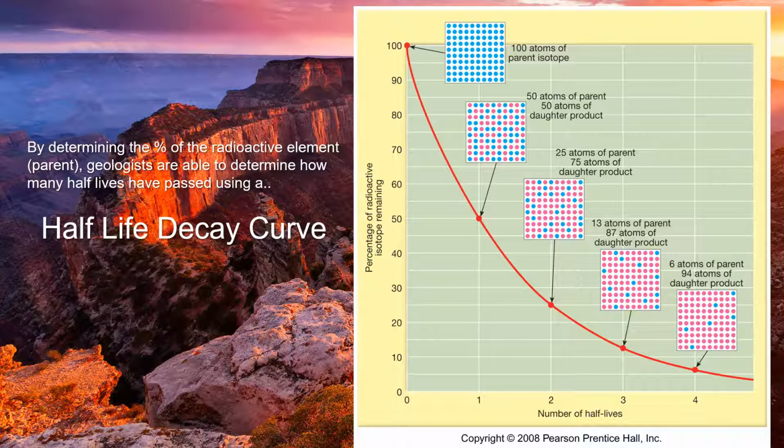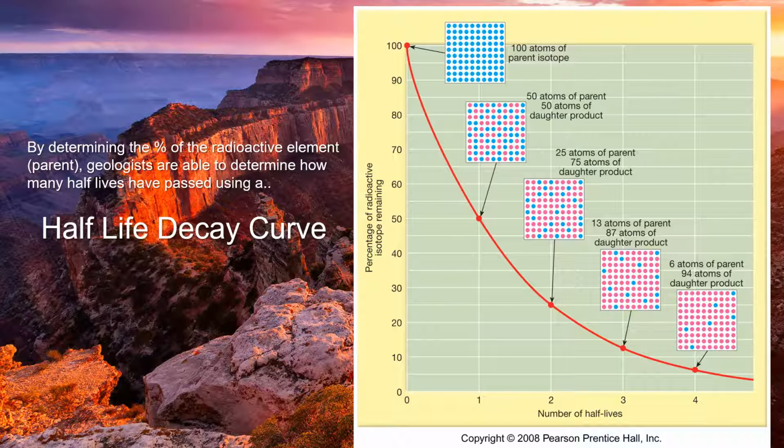Okay, let's say that you have 100 atoms of a parent isotope. If you were to analyze a rock and notice that you have 100 atoms of this parent isotope, no half-lives have occurred. That means the rock was just made. And so as you can see, zero half-lives have passed, and from that you're able to determine that the age is, of course, current day.